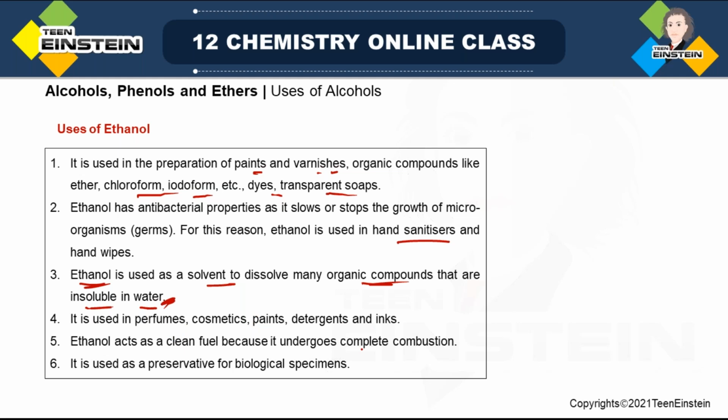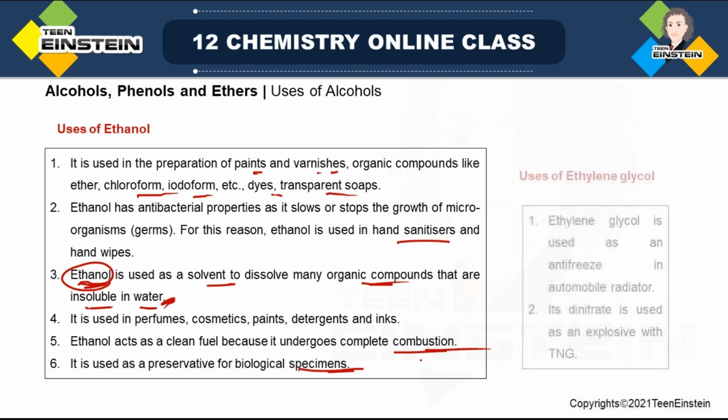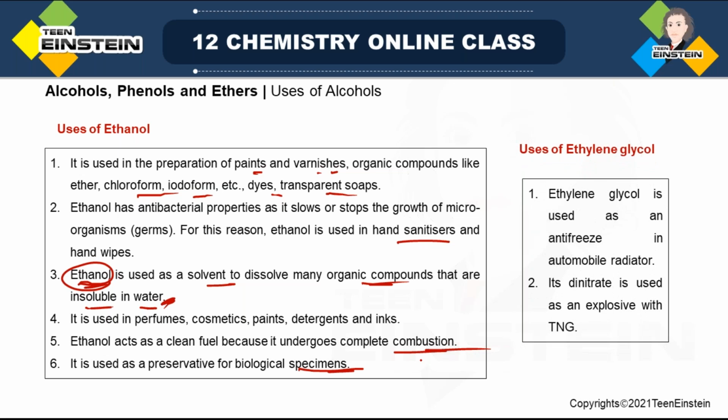Perfume, cosmetics, paints, detergents and inks can all be prepared from ethanol, and sometimes it is used as the main component also. It acts as a clean fuel because it undergoes complete combustion, and as a preservative for biological specimens in the biology laboratory. And ethylene glycol, CH2OH-CH2OH, is used as antifreeze in automobile radiators. Its dinitrate is used as an explosive. So these are the applications of these 4 alcohols.